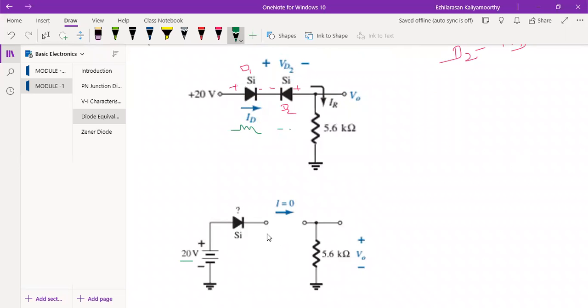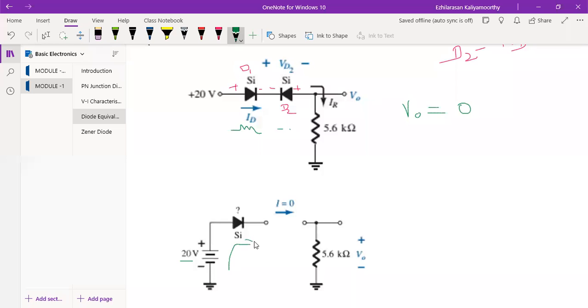There will not be any current in this place. Straight away I can say that V0 is equal to 0. I hope you might have got it. V0 is equal to 0 because here it is open circuit. Whatever the current I send here, there will not be any amount of current here also, right?